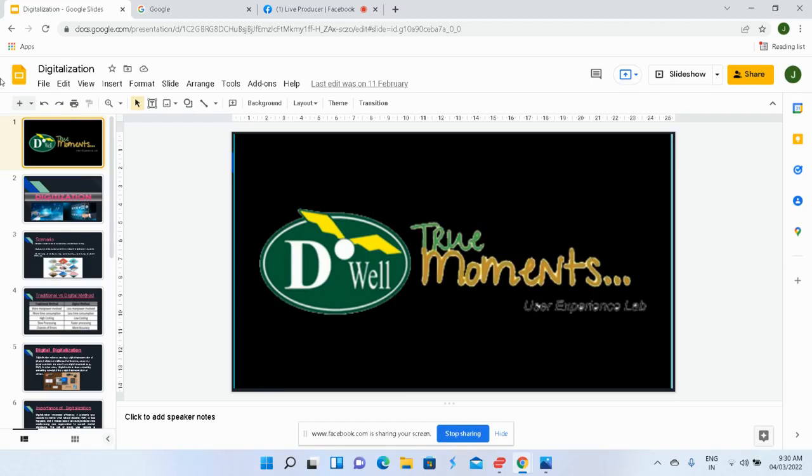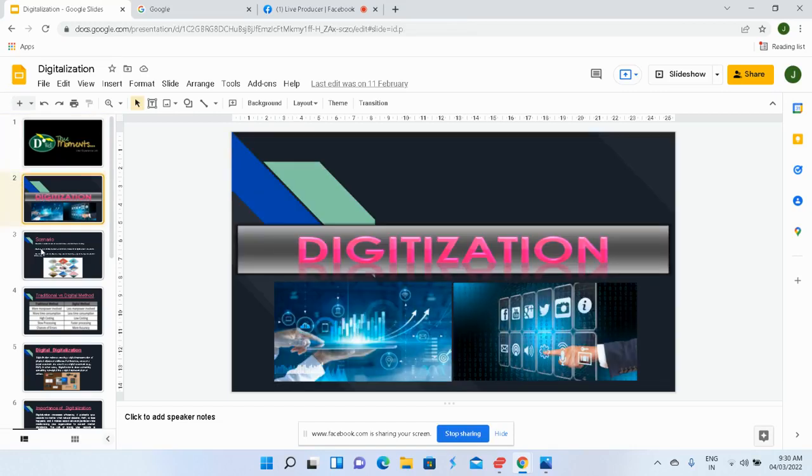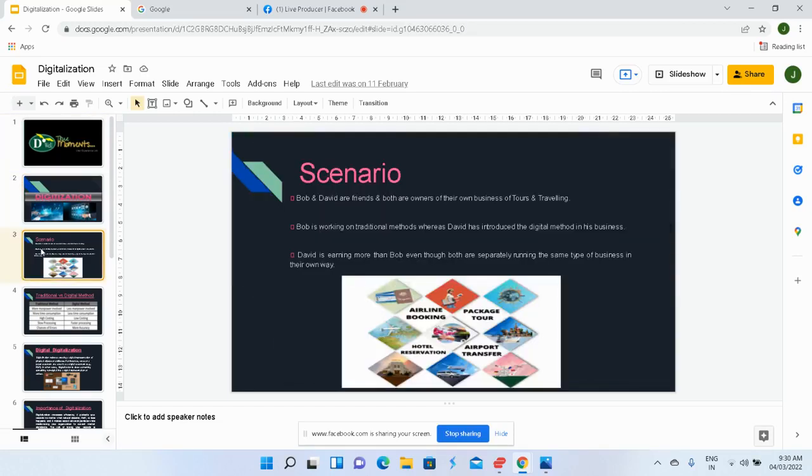Today we'll discuss why digitalization is so important for the business model. So my first slide comprises the scenario where there are two friends, Bob and David, who are working in a business of tours, where Bob is earning less and David is earning more. So, what is the reason behind why Bob is earning less and David is earning more?